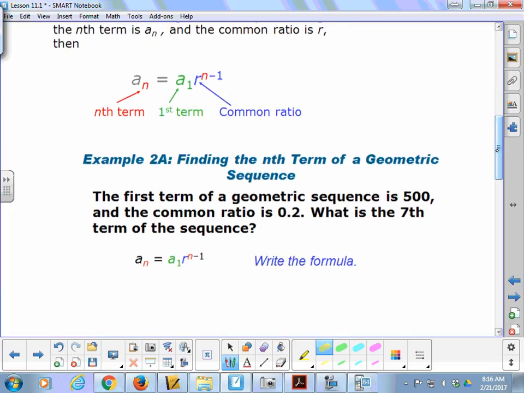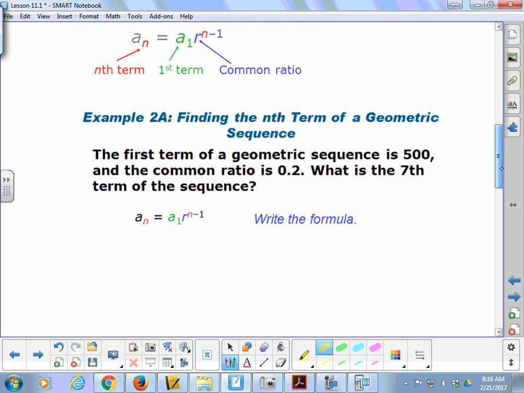All right, so a sub n gives us the last term that we're trying to find. A sub 1 is the first term of the sequence. r is the common ratio. And then we're going to raise it to the power of n minus 1. So here it says the first term of a geometric sequence is 500. Common ratio is 0.2. What is the seventh term of the sequence?